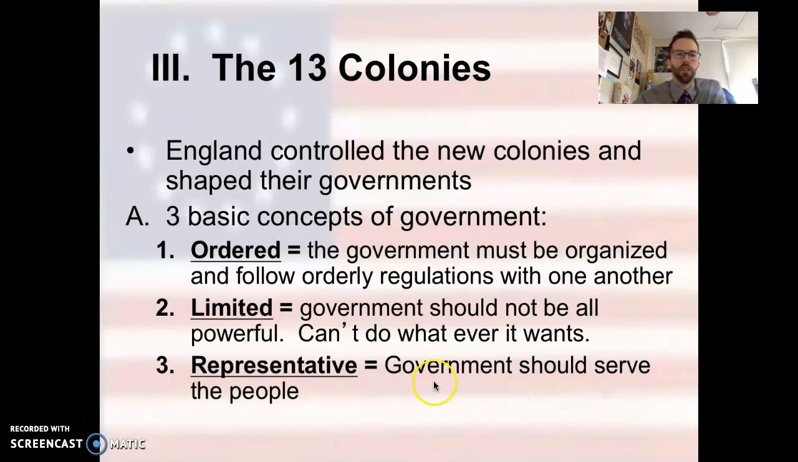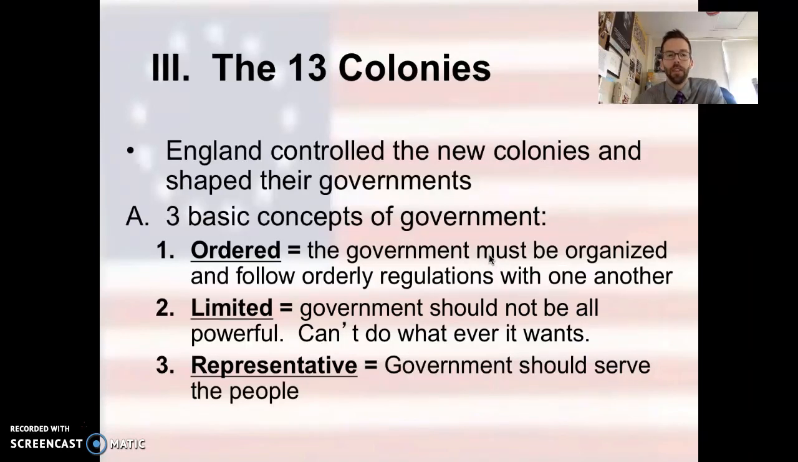So you think about these three basic concepts of government, and we're going to have this to the present day. So first thing, government should be ordered. Okay, you have to have some sort of organization, some sort of regulation for people to follow. Okay, this we're going to see in all of the 13 colonies, but also it needs to be limited. Limited government is one of our founding principles. The government cannot and should not and will not be all-powerful.